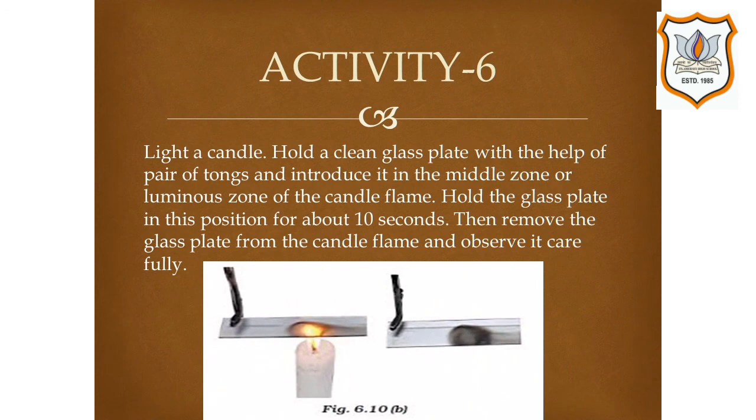Now students, we will perform activity 6 to show that the middle zone of a candle flame consists of unburned carbon particles. For that, light a candle. Hold a clean glass plate with the help of a pair of tongs and introduce it in the middle zone or luminous zone of the candle flame. Hold the glass plate in this position for about 10 seconds. Then remove the glass plate from the candle flame and observe it carefully.